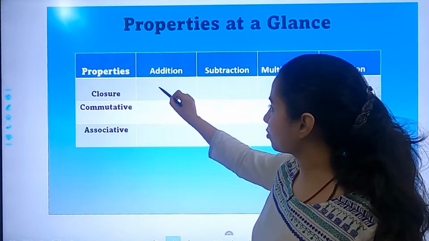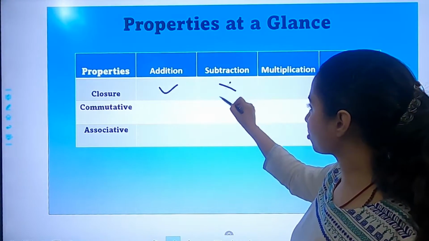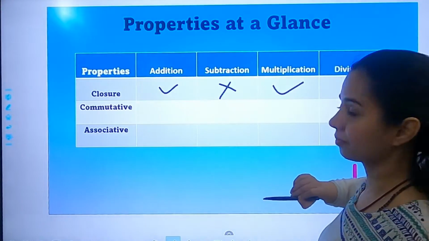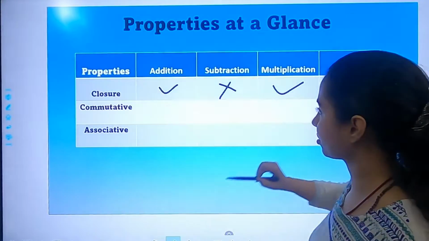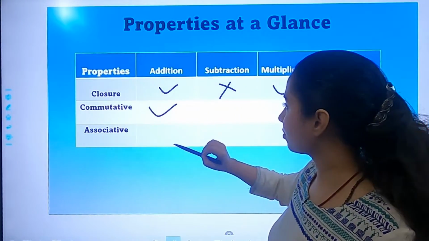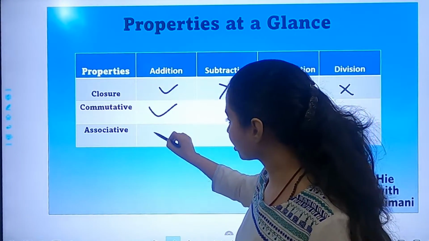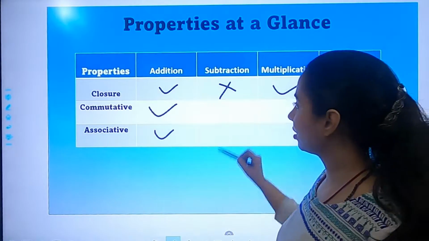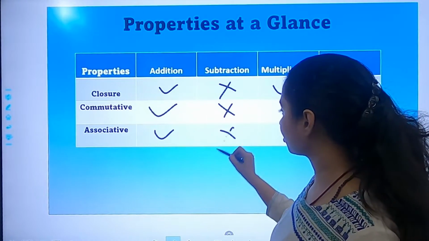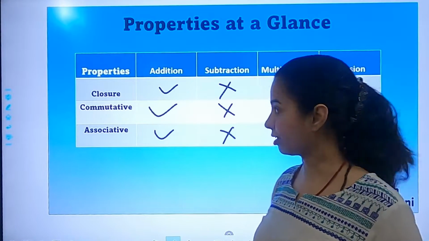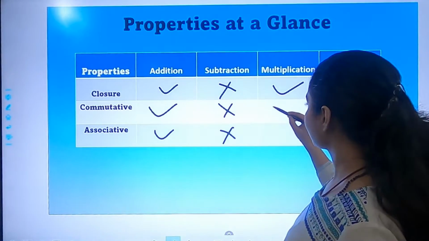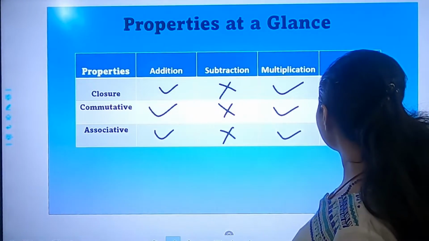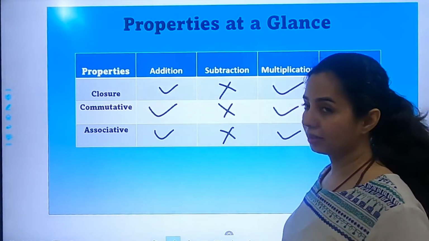Closure property stands true for addition. It does not stand true for subtraction. It stands true for multiplication, but not for division. Commutative property also stands for addition. Associative property is also for addition. And both these properties do not stand for subtraction or division, but stand true for multiplication.